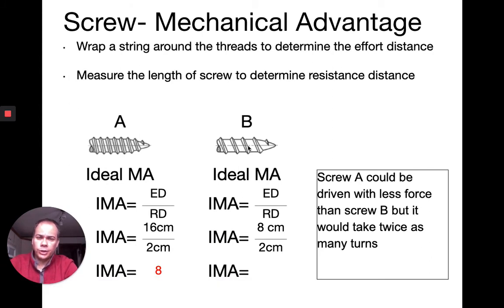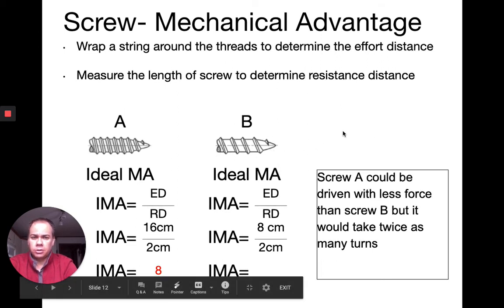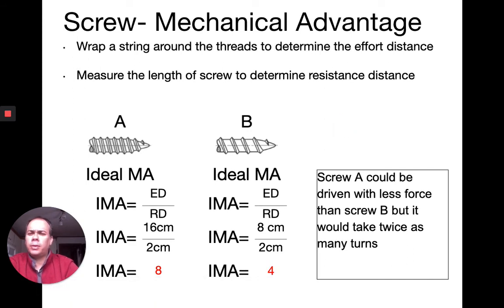If I were to do the same with this screw, screw B has fewer threads. I'd wrap that string around, stretch it out. If I found it were 8 centimeters long, the screw itself is the same length, 2 centimeters. This screw B would have a mechanical advantage of 4. So what does this mean in reality? Well, screw A, which has twice the mechanical advantage, I would have to use half as much force to turn that screw. But I would have to do it twice as many times to get it into the wood. So that's how a screw is used, and that's how we calculate mechanical advantage.